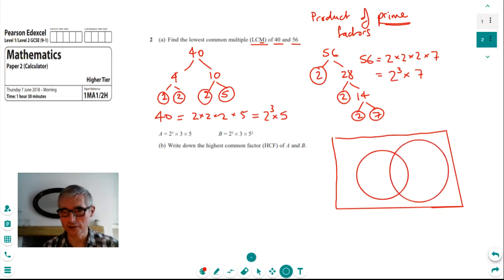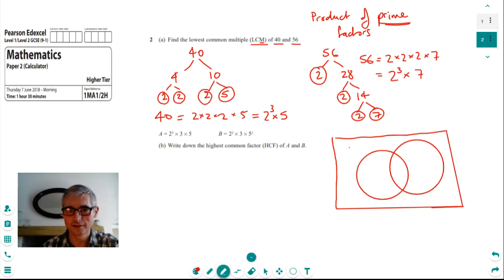Right, so there's the second circle, and we can say the first circle is going to contain the factors of 40, and the second circle is going to contain the factors of 56. And any that are shared, we can write in the middle.